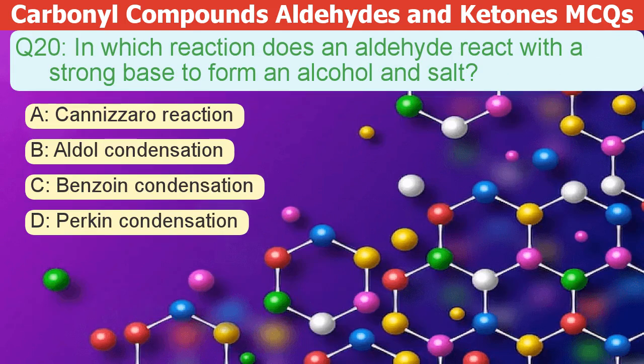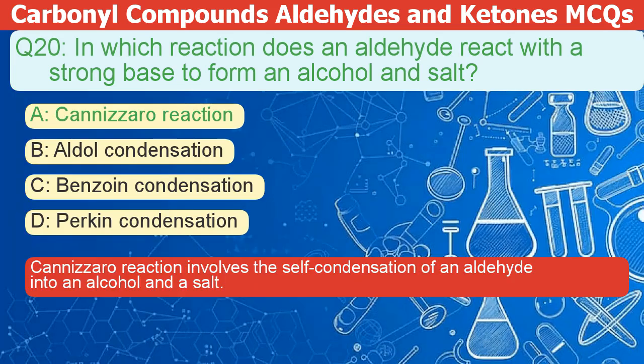In which reaction does an aldehyde react with a strong base to form an alcohol and a salt? A. Cannizzaro reaction. B. Aldol condensation. C. Benzoin condensation. D. Perkin condensation. The correct answer is A. The Cannizzaro reaction involves the self-condensation of an aldehyde into an alcohol and a salt.